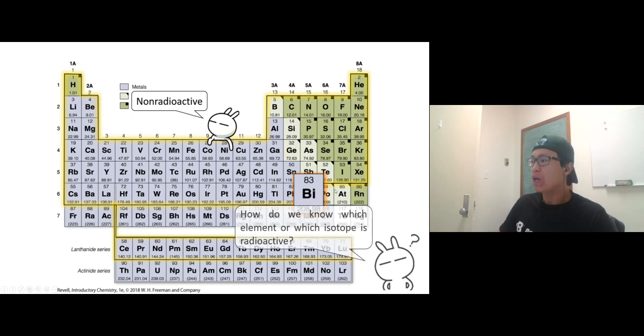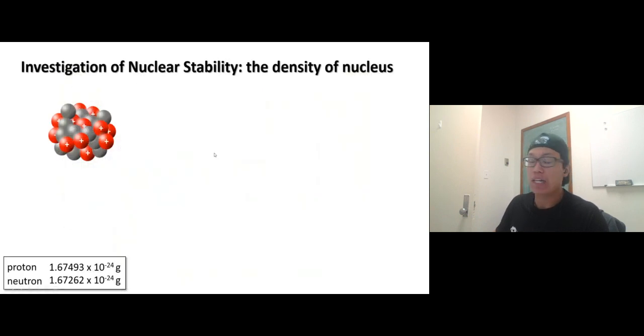Now, the question is, how do we know which element or which isotope is radioactive? Well, people have done some study about it. So let's take a look at the density of the nucleus.